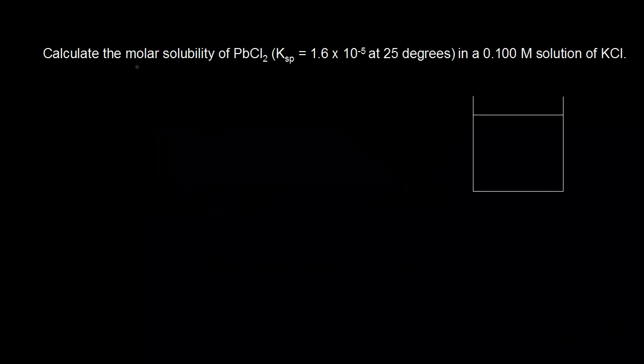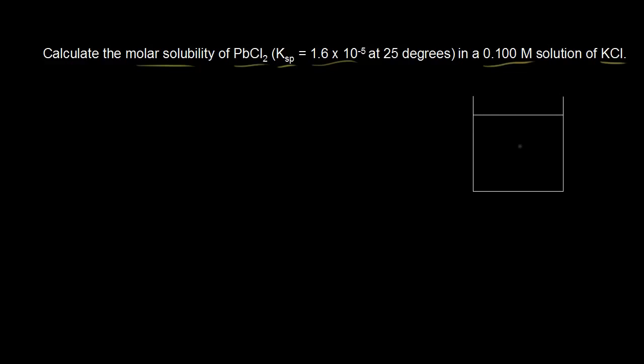Our goal is to calculate the molar solubility of lead 2 chloride, which is a slightly soluble compound, and we're given the solubility product constant, Ksp, which is equal to 1.6 times 10 to the negative 5 at 25 degrees. This time, though, we're starting out with a 0.1 molar solution of potassium chloride.